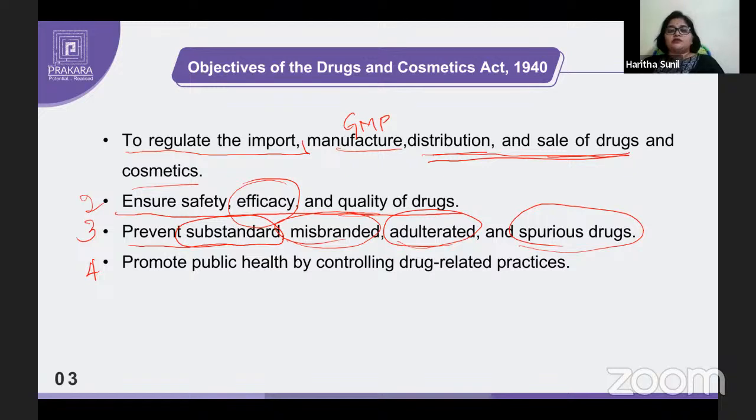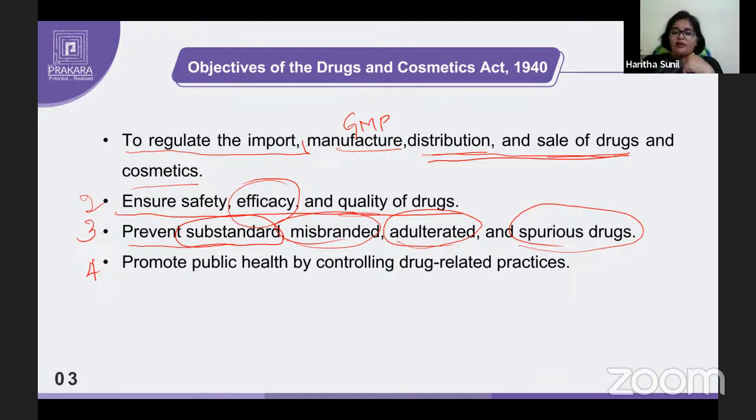And the last objective that we have here is to promote public health by controlling drug-related practices. So here it tells about the rational use of medicines, that is, how far you can use the over-the-counter drugs, how far you can use the prescription drugs. That is called the rational use of drugs. And prohibition of harmful practices: it enforces some bans on certain harmful drugs and cosmetics, which lead to severe health problems of the public. And also it helps in awareness campaigns, ensuring the public are informed about the risks associated with the unsafe usage of fake products or unsafe usage of products.